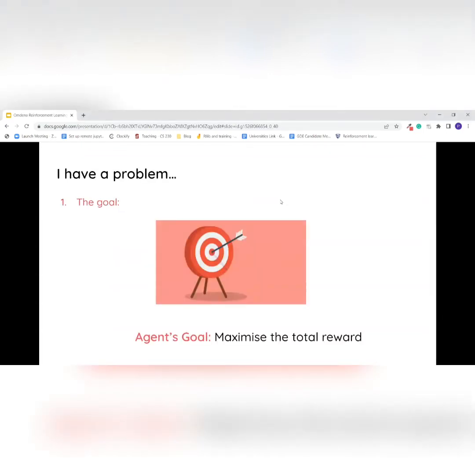Now, how do we approach a specific problem, how do we apply the reinforcement learning approach, or how do we formalize our problem as a reinforcement learning problem? The very first and most important thing is to define the goal. We know that the agent's goal is to maximize the total reward, but what would the total reward be for us?